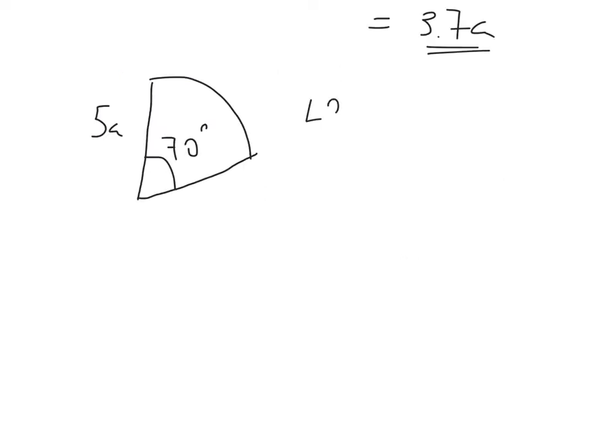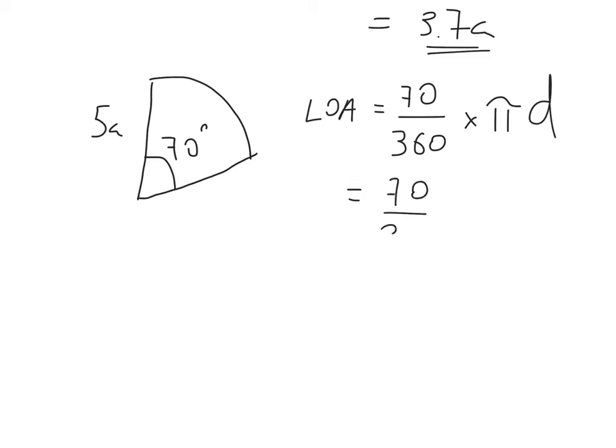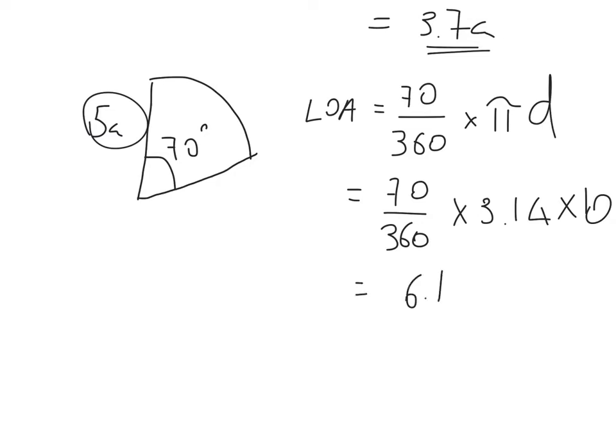Let's try another one. So length of the arc is equal to a bit of pi d. So how much is a bit of the circle? 70 degrees. So 70 out of 360 multiplied by pi times the diameter. So 70 out of 360 times either the pi button or 3.14 multiplied by the diameter. The radius is 5, the diameter will be 10, and put that into the calculator. And this time to one decimal place, that is 6.1 centimetres.